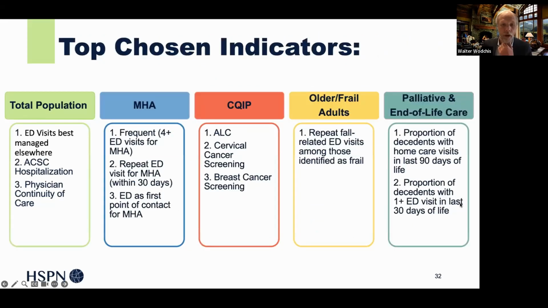So here are the indicators, and you see where they came from now, the top chosen ones: ED visits best managed elsewhere, ACSC hospitalizations, physician continuity of care, 3 in the mental health area, 3 from the CQIP area that are not reported elsewhere, 1 from older adults, and 2 from palliative and end of life.